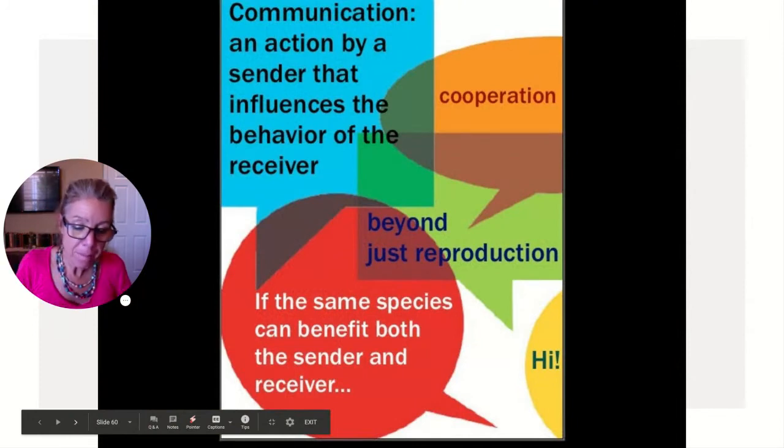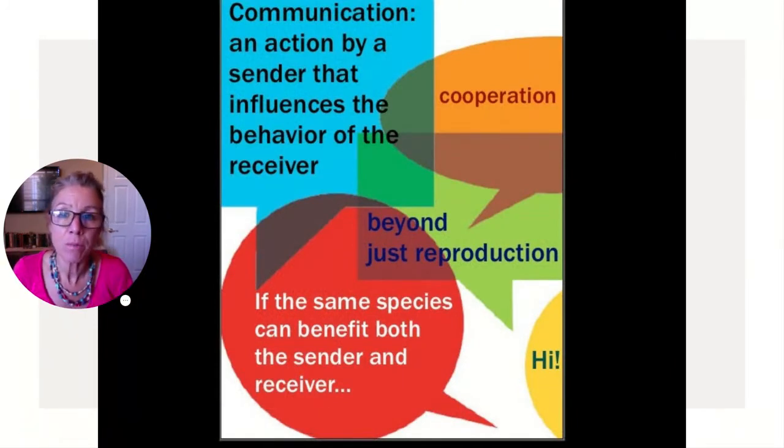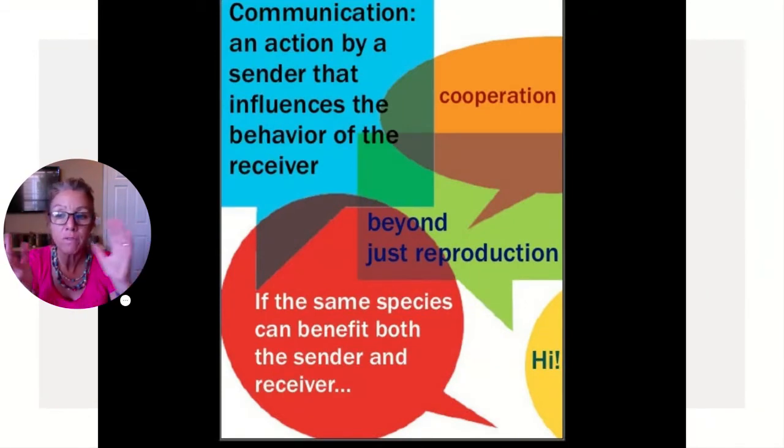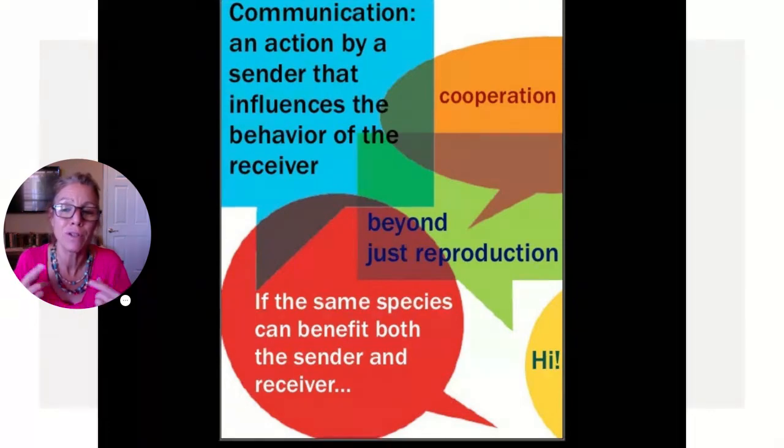All right, last topic in part 2 here, and that is animal communication. And when animals communicate, again, this is within your population. You can also communicate outside of your population. But it's an action by a sender that influences the behavior of the receiver, right? So the sender sends the message and it should influence the behavior of the receiver. This involves cooperation. It's beyond just reproduction. It's not like do a dance, now let's have sex. It's beyond that. And if it's the same species, it can benefit both. In symbiotic relationships, it can benefit both too in mutualism.